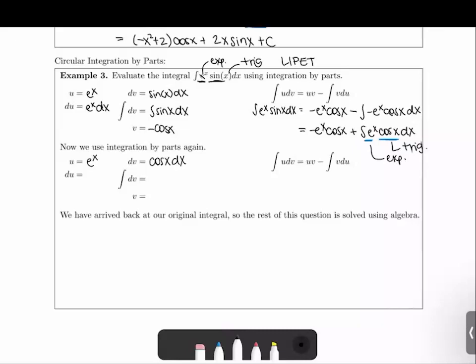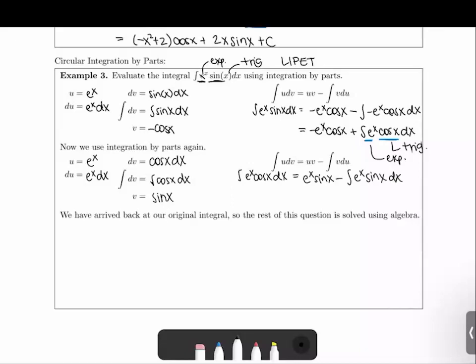So now we take a derivative of u, and we get that the derivative of e to the x is e to the x. And when we integrate cosine, we are going to have that the integral of cosine of x is positive sine. And now we put that into our integration by parts formula. So the integral of e to the x cosine of x dx is going to be equal to u times v, which is e to the x sine of x, minus the integral of v du, which is going to be the integral of e to the x sine of x dx.